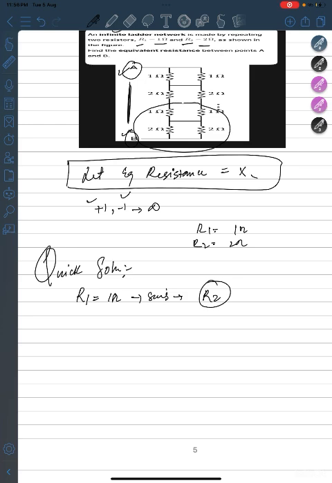Parallel series है किसके साथ? R2 के साथ. But this R2 is in parallel with what? Equivalent resistance. So what happens? This R1 is in series with the parallel of R2 and equivalent resistance X. You got my point? क्योंकि ये whole बाकी जितना भी है, if you cut, हमने क्या किया, we cut at one set में एक तो R1 है और R2 है. This R1 is in series with the R2, which is in parallel with the X.